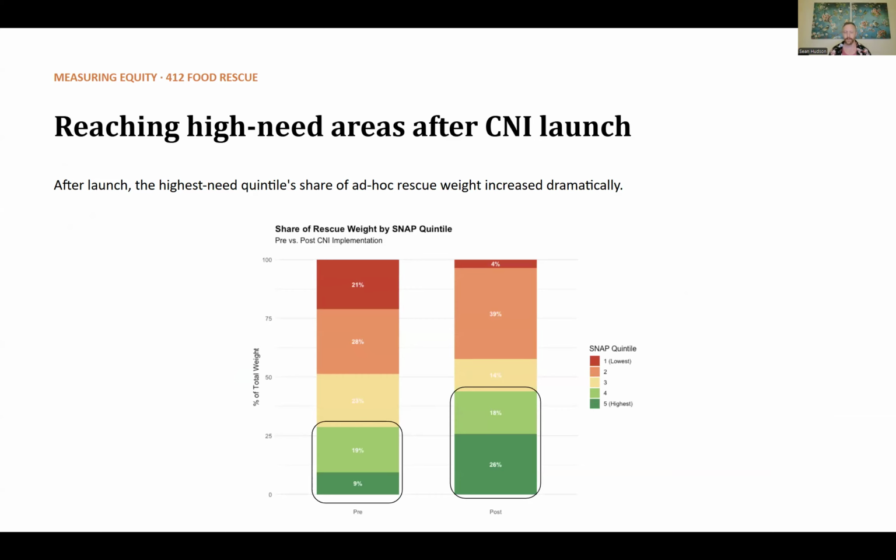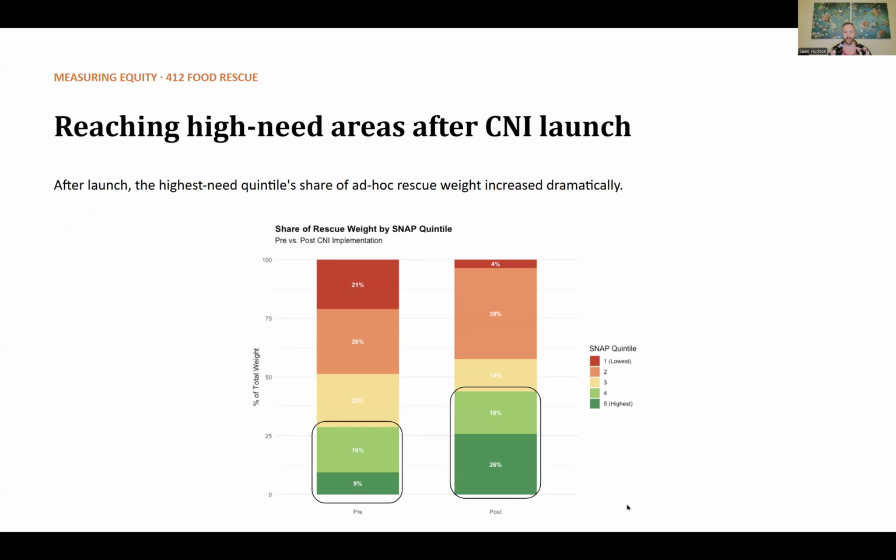The reason I used rescue count was that in a relatively short period of time, a couple of big rescues can really drive the weight, which it did in this case. But as you can see in those top two quintiles, again, huge increases. The top fifth of SNAP participation in this case went from about 9% of the weight to a quarter of the weight.